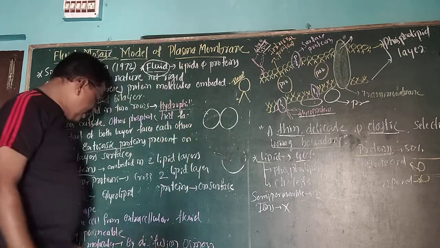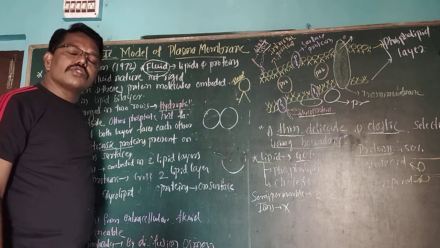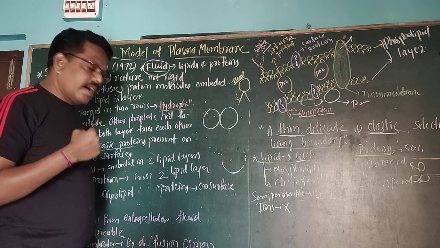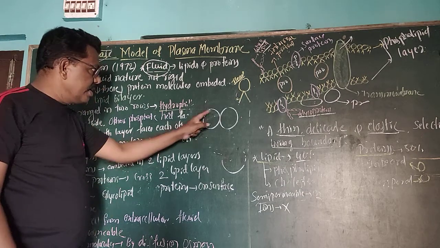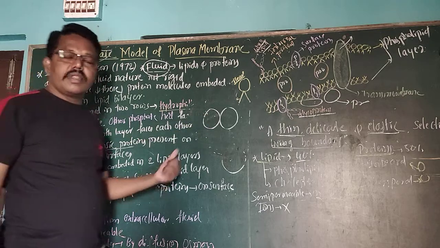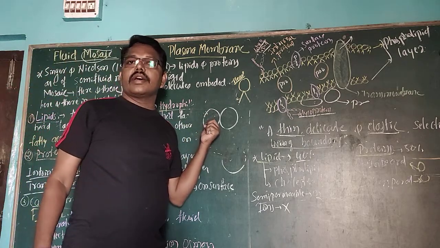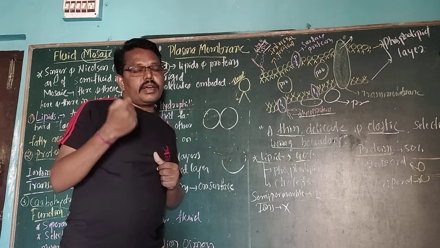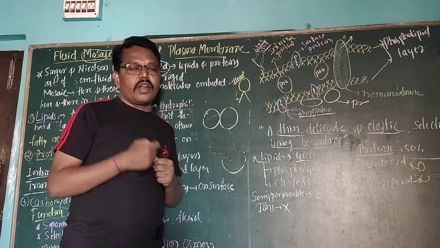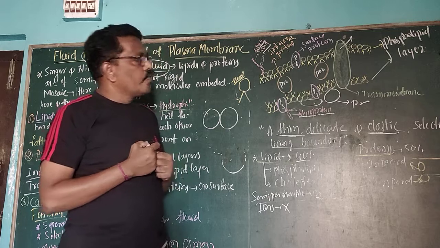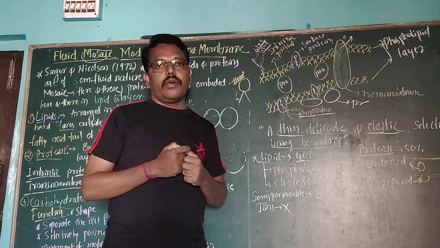Then the plasma membrane will give adhesion of the cell. Then the last one: it will help for the recognition of the antigen or foreign particle. This is about the fluid mosaic model of plasma membrane. Okay. Thank you.